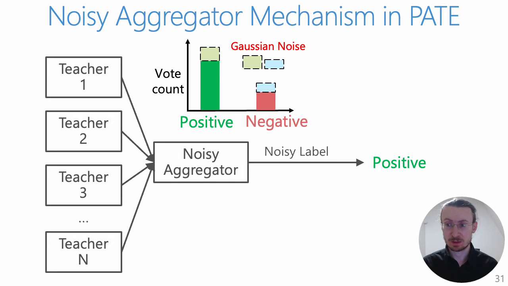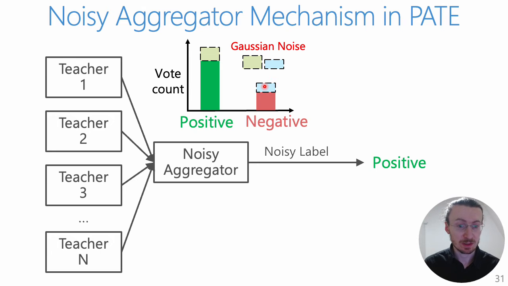Let us assume that the teachers vote if a given movie review is positive or negative. Thus, we have a standard classification with two classes. Each teacher returns a vote which is either positive or negative. Then we aggregate these votes into a histogram, and here we see that more teachers voted that the movie review was positive than that the movie review was negative. And on top of these histograms, we add Gaussian noise.